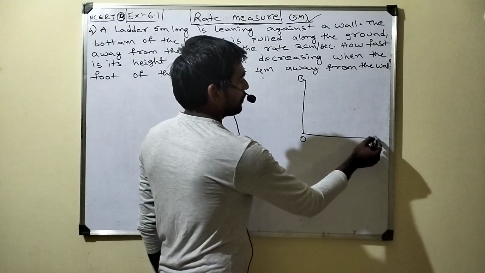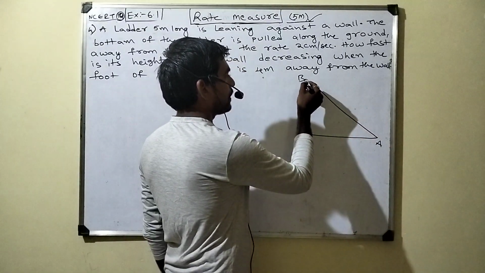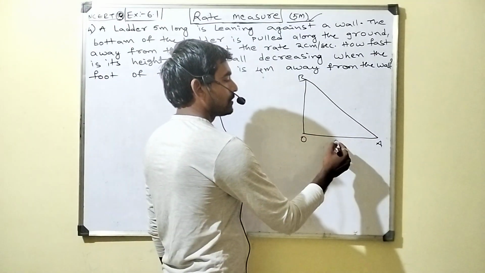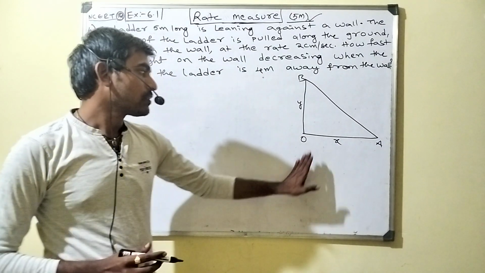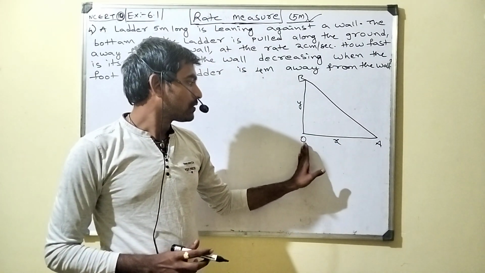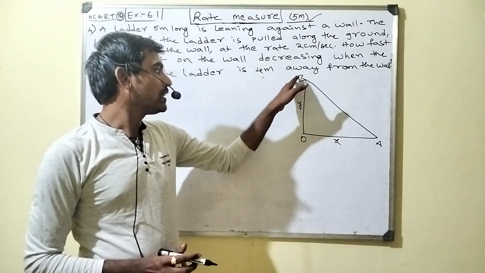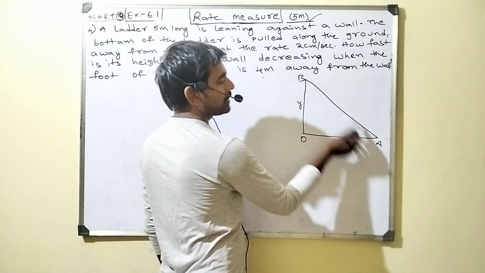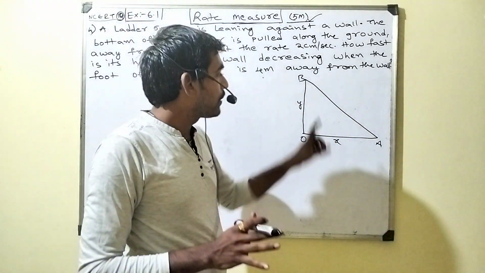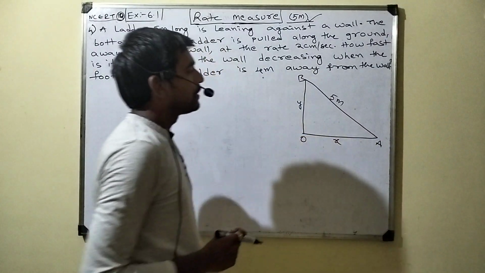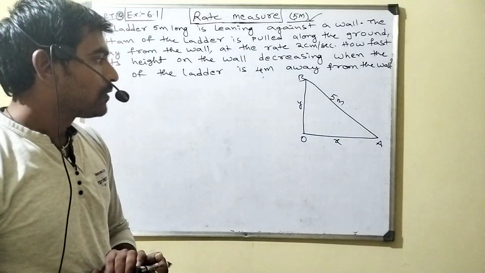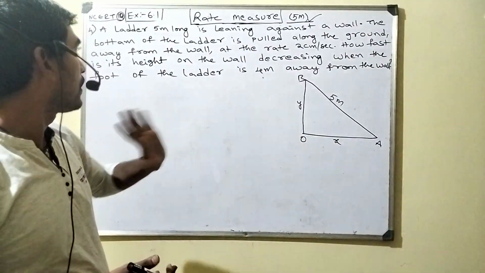Now let me draw the ladder. This is the ladder. This I would like to consider X, and this I would like to consider Y. So by the data, OA is equal to X and OB is equal to Y. AB is the ladder. The ladder is how much? The ladder is 5 meters. This is the data I have now.